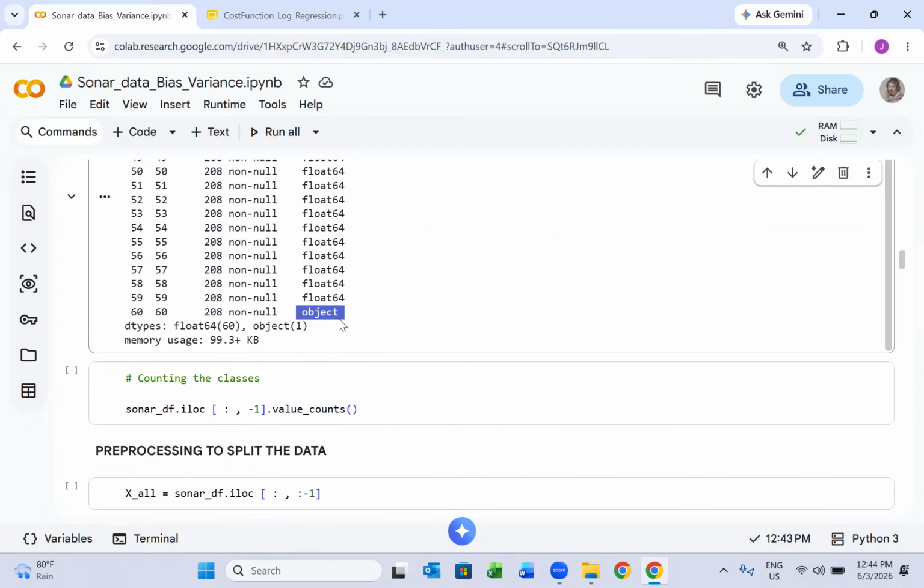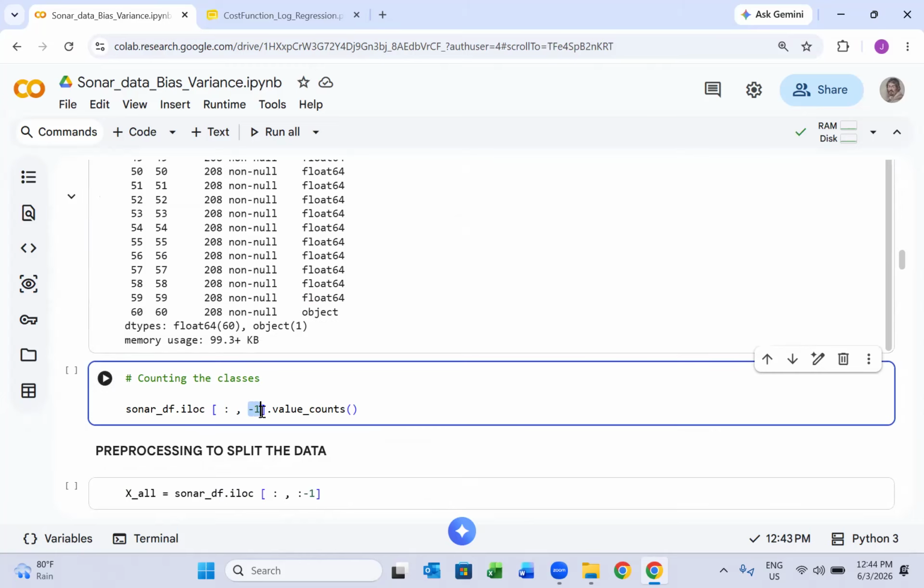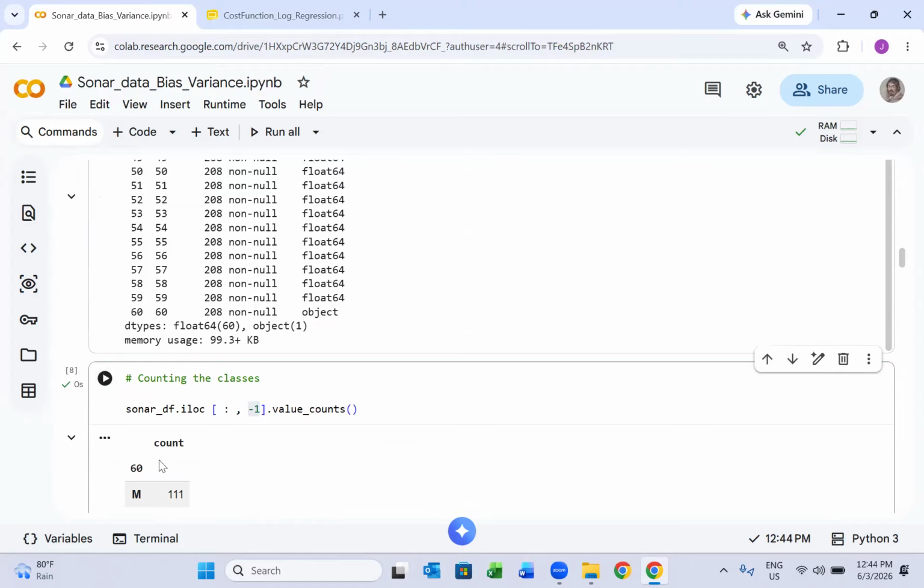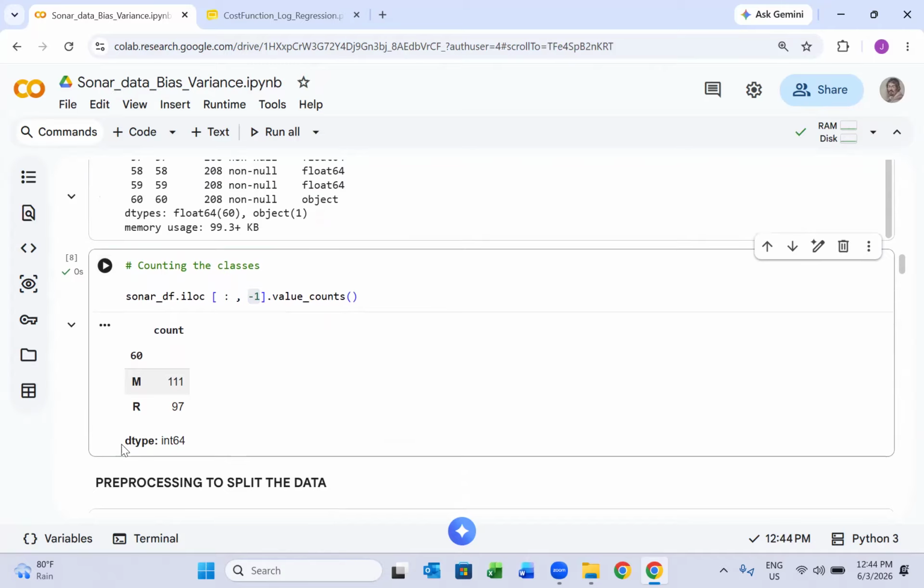If you take a look at the last column, okay? The last column is the one with index -1, to see the classes and get a value count. You will confirm what I told you earlier. So we have 111 signals coming from metals, and 97 signals coming from rocks. Okay, perfect. All right, so let's continue.